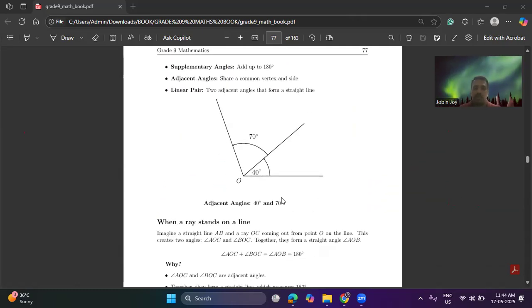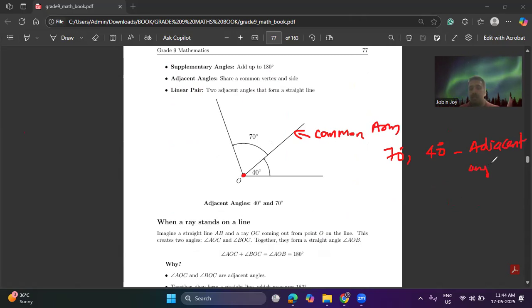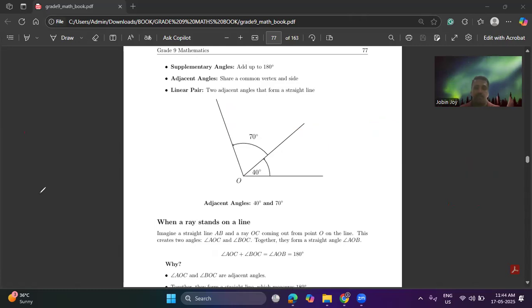Then next is again a figure showing adjacent angles. These two angles are adjacent, right? Because there is a common vertex and there is a common arm. This is the common arm. So I can call this 70 degree and 40 degree angles adjacent angles.